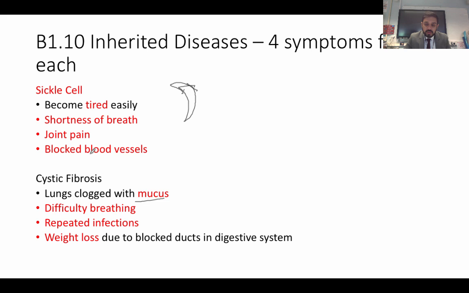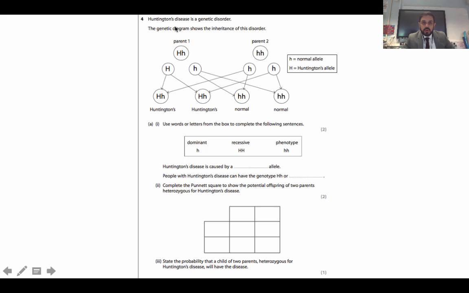Let's try a couple of questions. So Huntington's disease is a genetic disorder. Parent 1, parent 2. Use the words or the letters from the box to complete the sentences. So, Huntington's disease is caused by a something allele. Let's read the whole thing. So, Huntington's is caused by the dominant allele. You probably can't read that, but it says dominant.